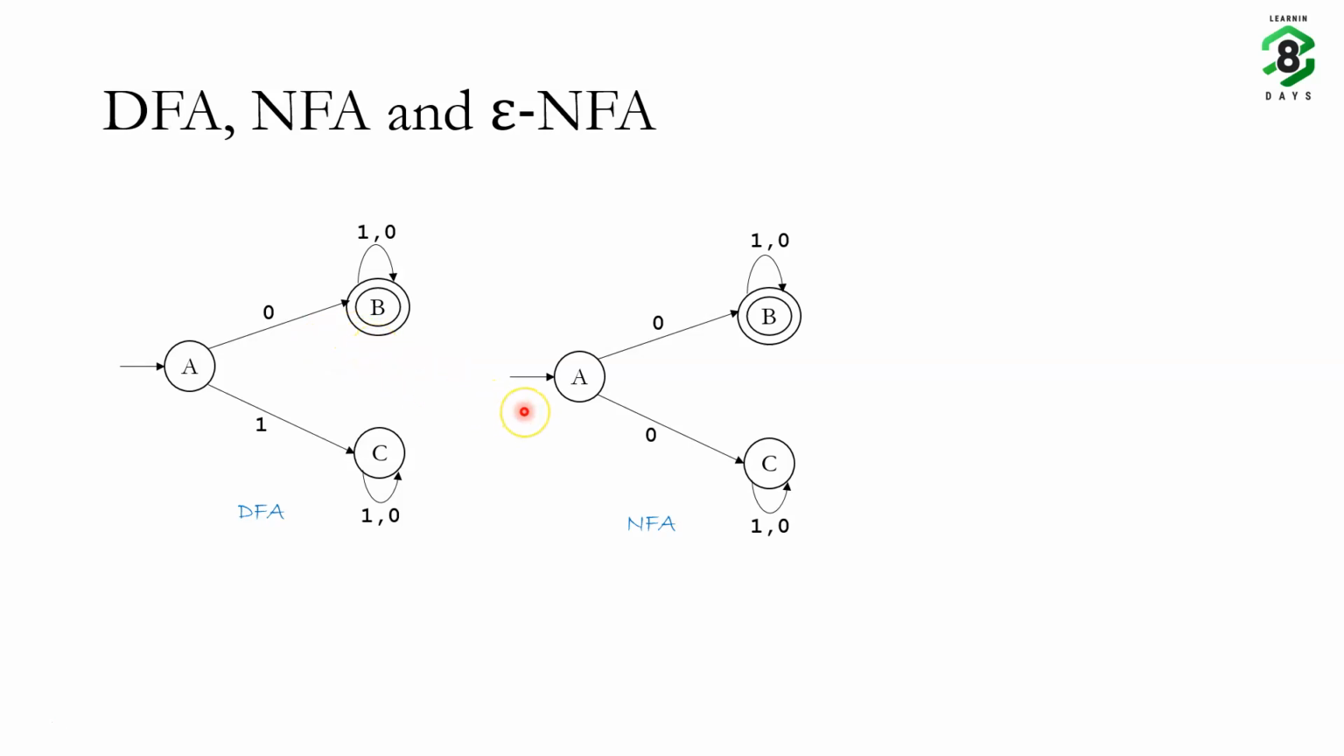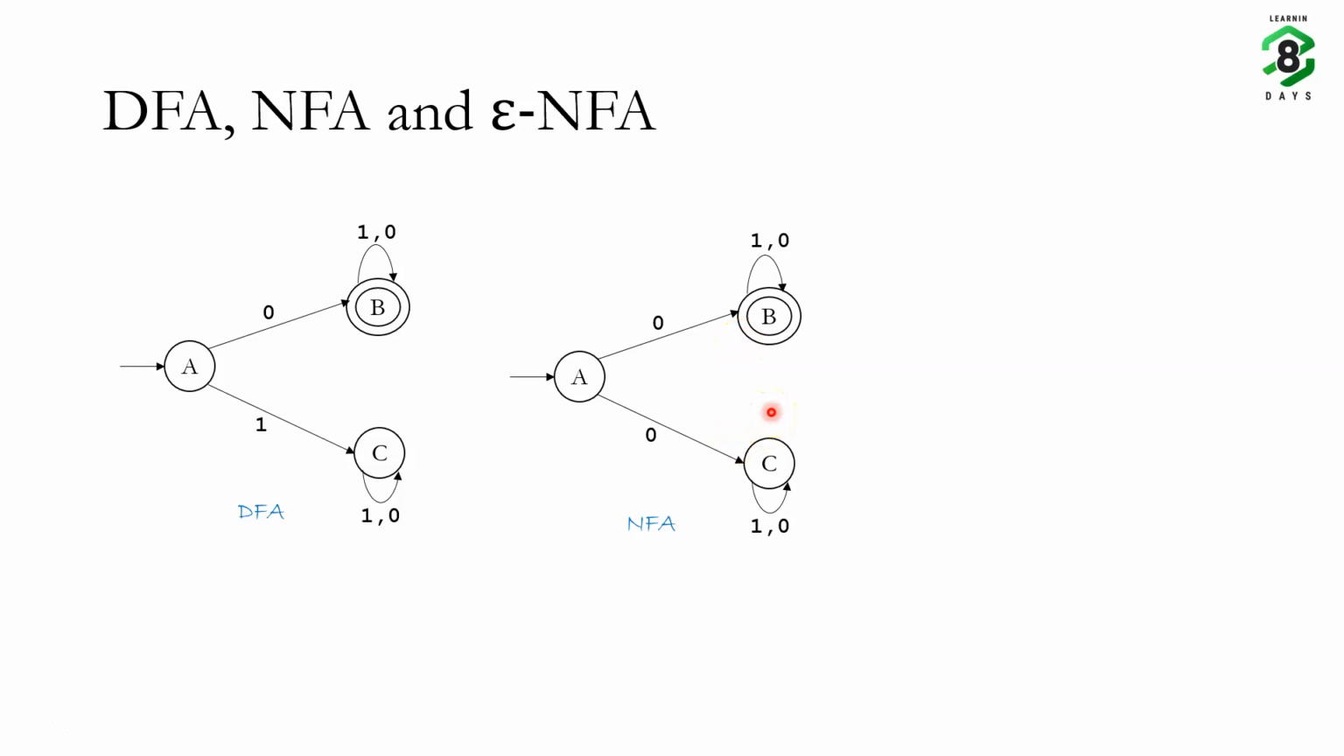But for an NFA, it is not possible to determine the next state even if the current state and the input symbol are given. For example, in case of this NFA, if I ask you if the current state is A and the input symbol is 0, what will be the next state? You cannot say for sure because it can be either B or C.